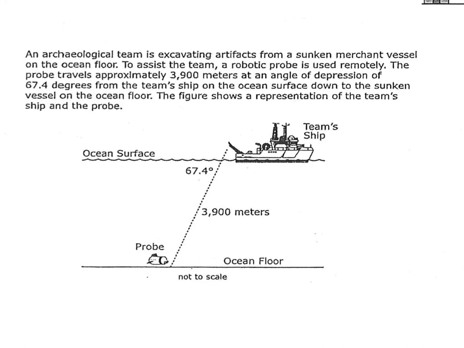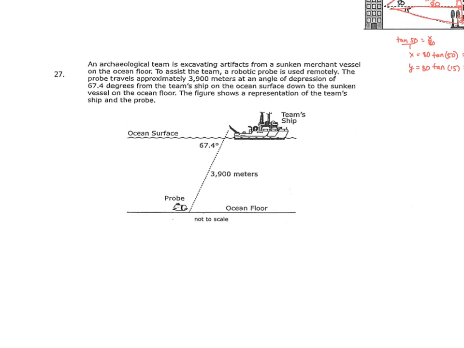Last problem. An archaeological team is excavating artifacts from a sunken merchant vessel on the ocean floor. To assist the team, a robotic probe is used remotely. The probe travels approximately 3,900 meters at an angle of depression of 67.4 degrees from the team's ship on the ocean surface down to a sunken vessel on the ocean floor. The figure shows a representation of the team's ship and probe. That's nice to know, but realizing there's no question here. Okay, so let's ask the question, how deep is the ocean here?